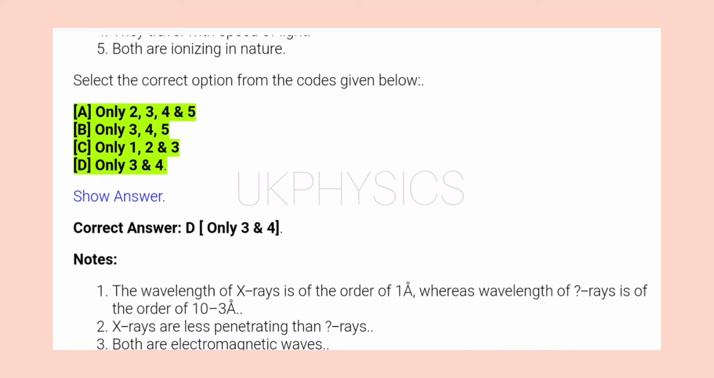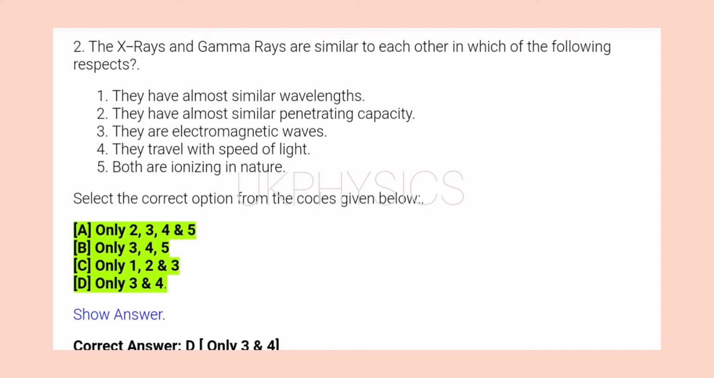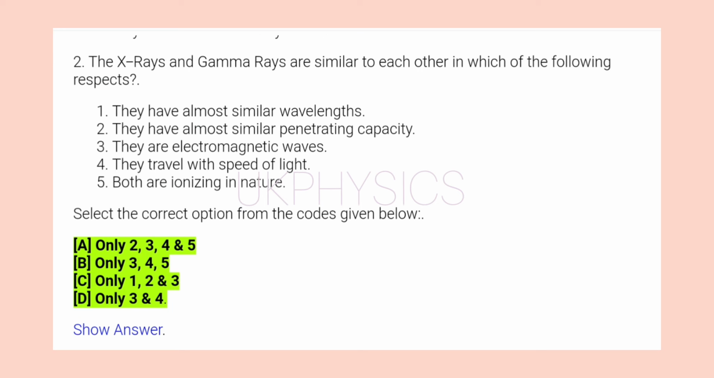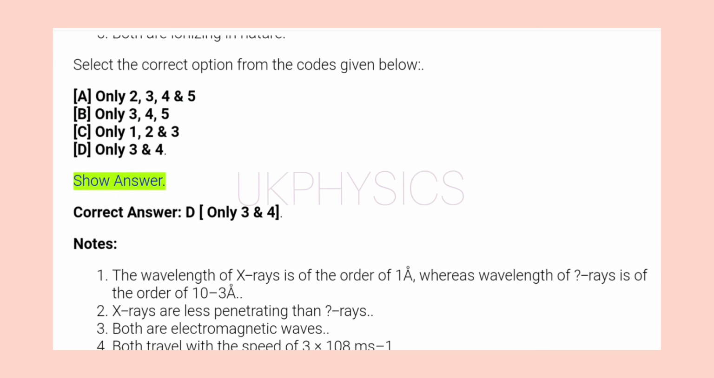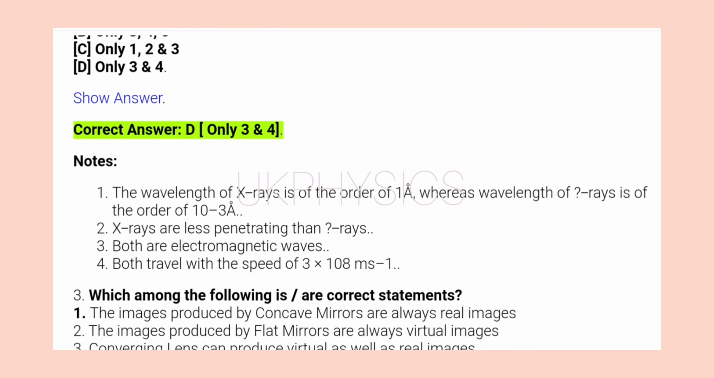A. Only 2, 3, 4 and 5, B. Only 3, 4, 5, C. Only 1, 2 and 3, D. Only 3 and 4. Show answer. Correct answer, D. Only 3 and 4.